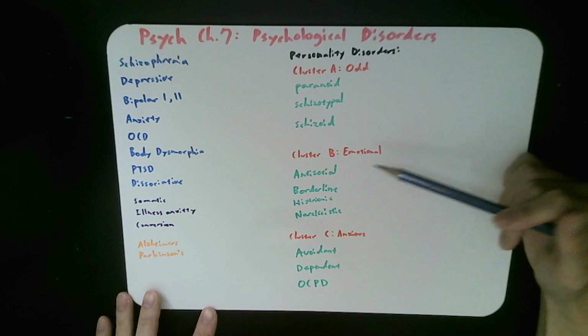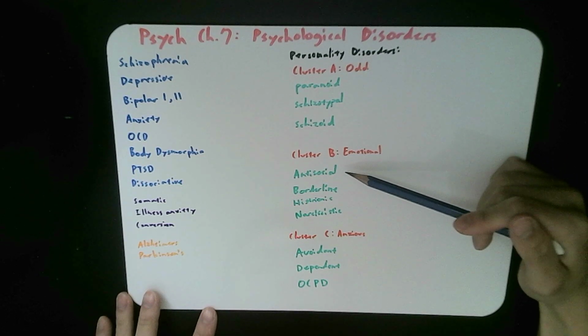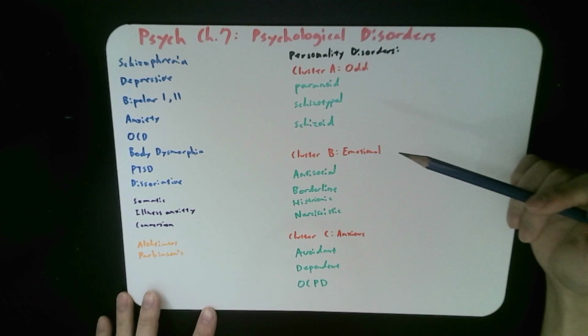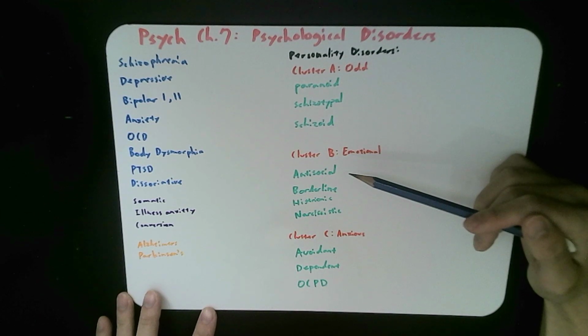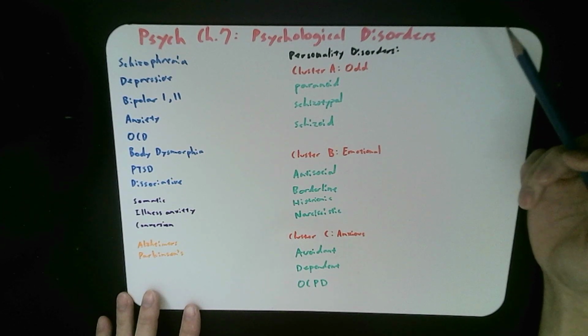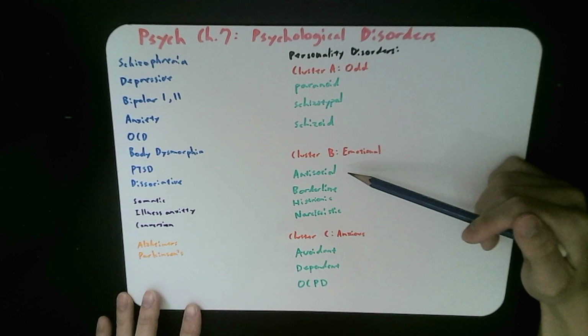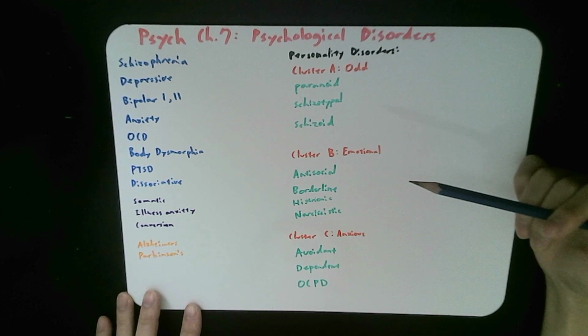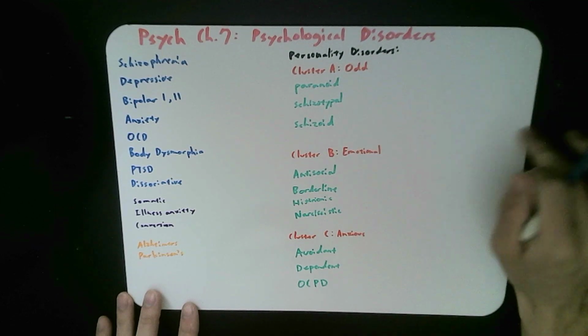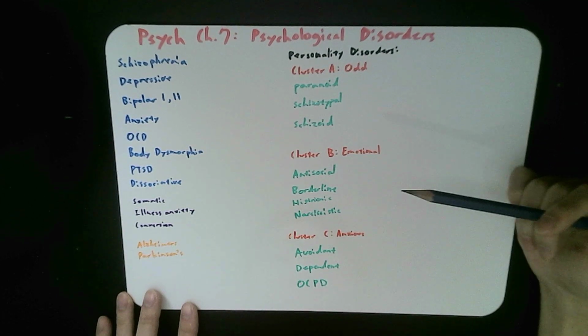Cluster B is emotional. You could be antisocial, and this is marked by a majority, at least 50% of prison inmates, because they lack empathy towards others and think others don't have rights. It's marked by lots of murderers and people who've committed harsh crimes, lacking empathy for their victims.